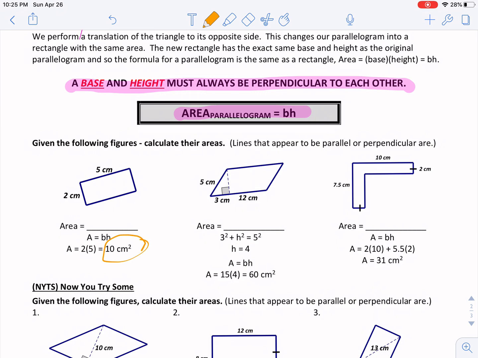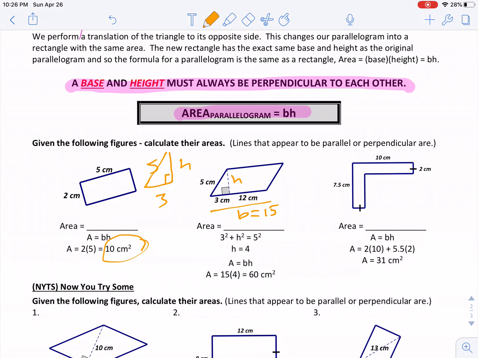The first thing to notice is we have the height right here, and the base is this whole thing. The base is easy to figure out. It's not 12, it's not 3, it's the whole thing, which is 12 plus 3, which is 15. Now we have our base. The height we have to do a little more work for. I'm going to come out here and draw that little triangle off to the side.